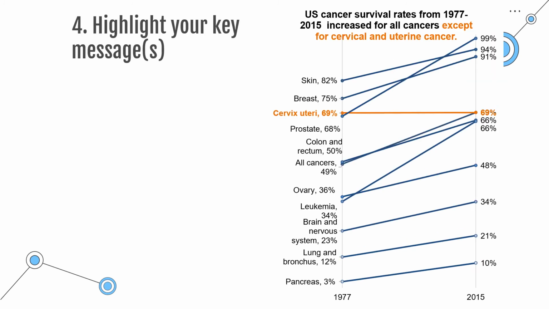The next step, which I've done here, is to highlight my key messages. In this case, there's only one key message, which is that US cancer survival rates from 1977 to 2015 have increased for all cancers except for cervical and uterine cancer. So you can see I've highlighted this using a bright orange in comparison to all the other cancers, which are blue.